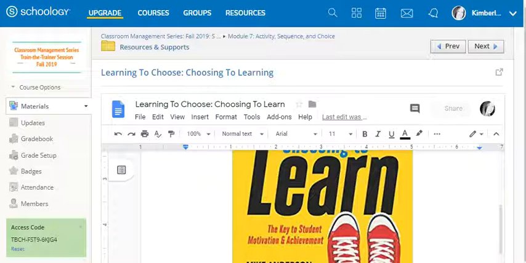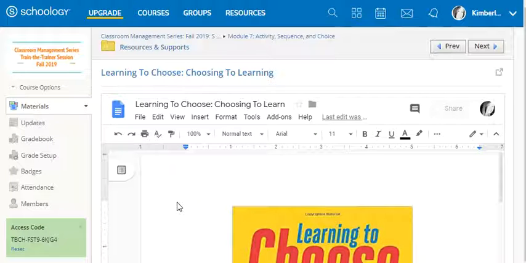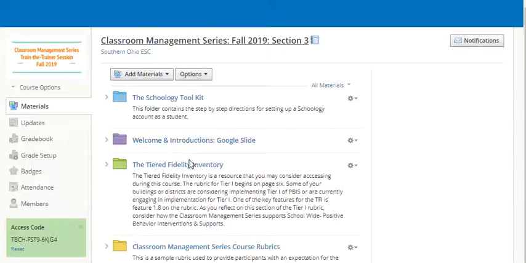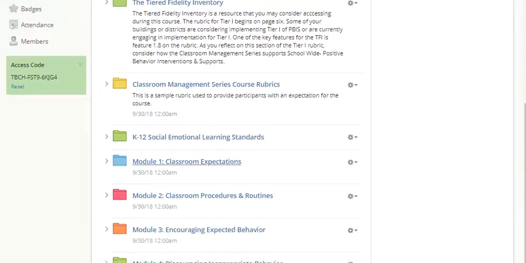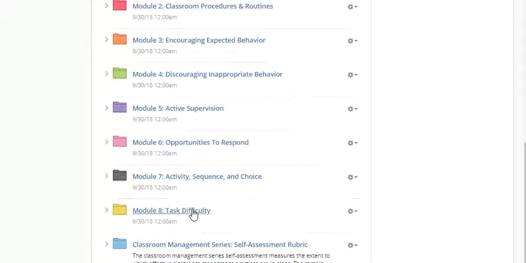The other thing that it talks about is the amount of choices that we should be offering students, which is really based on research between 2 and 5 choices. And again, that goes back to knowing your students well and being able to offer the right amount of choice. The other thing we wanted to highlight in the course in regards to strategies is when we scroll down to task difficulty.